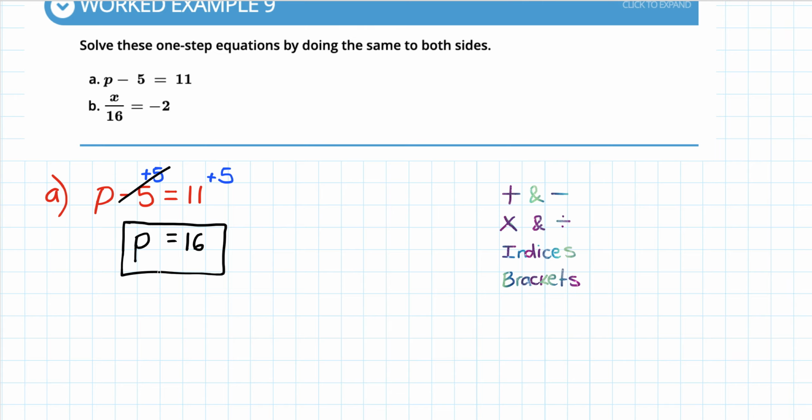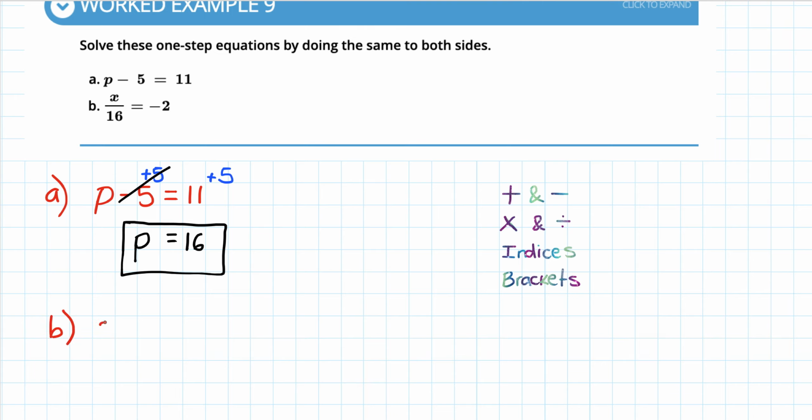Things that I want you to notice here: we work downwards. The equal sign is aligned, and I'm working downwards for my solution, never to the side, never. I'm going to be checking your notes. Always downwards. So I have P equals 16. Wonderful. Let's do question B.